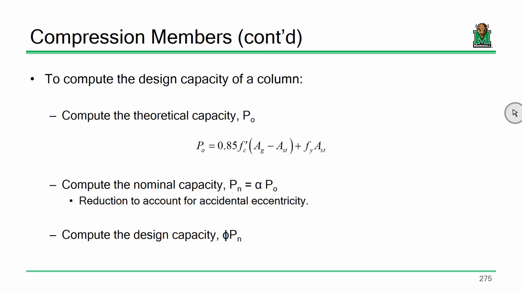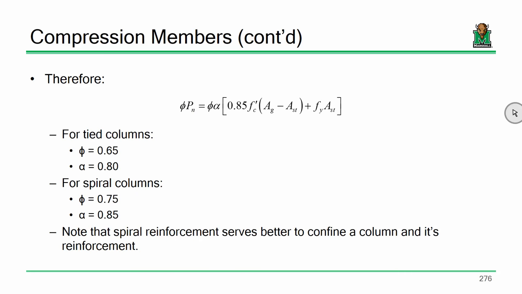To compute the capacity of a column, all you do is take the nominal or theoretical capacity, if you will, adjust it to account for accidental eccentricity, and then phi P n. Now, spiral columns, as we said, perform a little better. So your adjustment constants, your strength reduction factor, your phi value, and your eccentricity factor, they're a little higher because they reduce that capacity less, because spirally reinforced columns perform better.